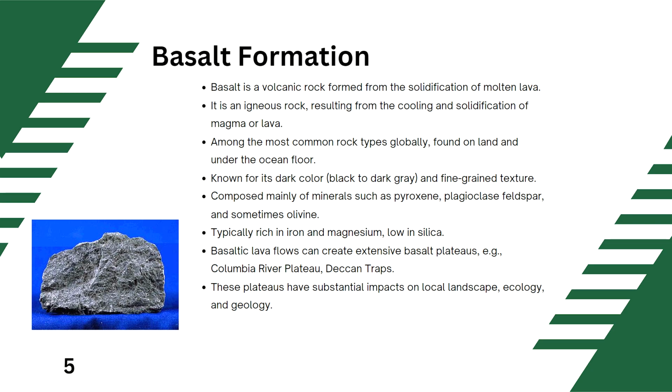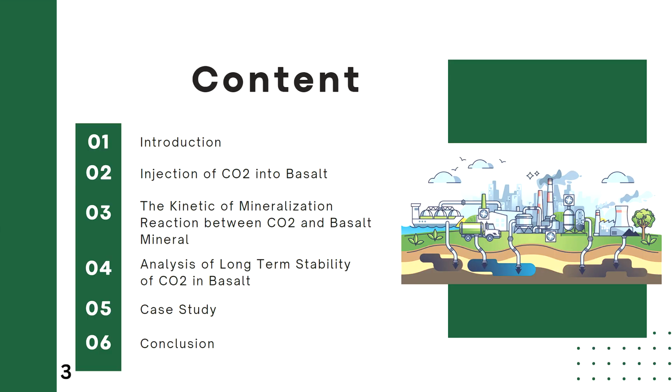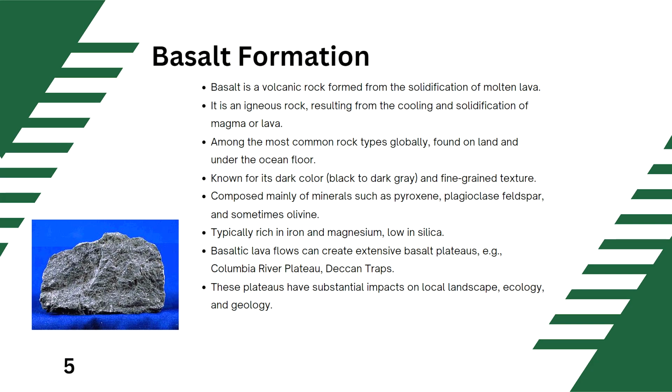Basalt also has important geological significance. It is a common rock type in volcanic regions and is associated with volcanic activity such as volcanic eruptions and lava flows. Basaltic lava flows, in particular, can cover large areas of land and create extensive basalt plateaus, such as the Columbia River Plateau in the United States and the Deccan Traps in India. These plateaus have significant impacts on the local landscape, ecology, and geology.